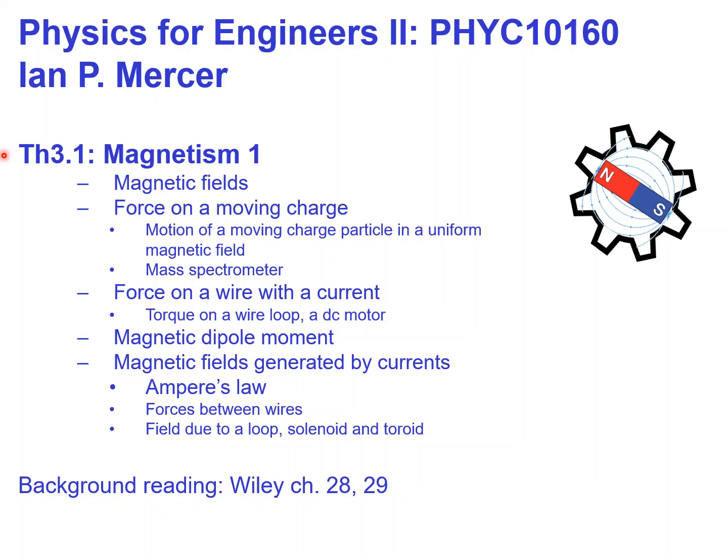That concludes this theme 3.1, the first part of magnetism. We introduced the idea of magnetic fields, a force on a moving charge, which led us to the motion of charges in a magnetic field, and a mass spectrometer. We considered the force on a wire with a current, the torque on a wire loop, and a DC motor. We came to the idea of magnetic dipole moment, and then we turned to think about magnetic fields generated by currents and Ampere's law. The forces between wires came from that, and the field due to a loop, a solenoid, and a toroid. Well, I hope you found that useful.